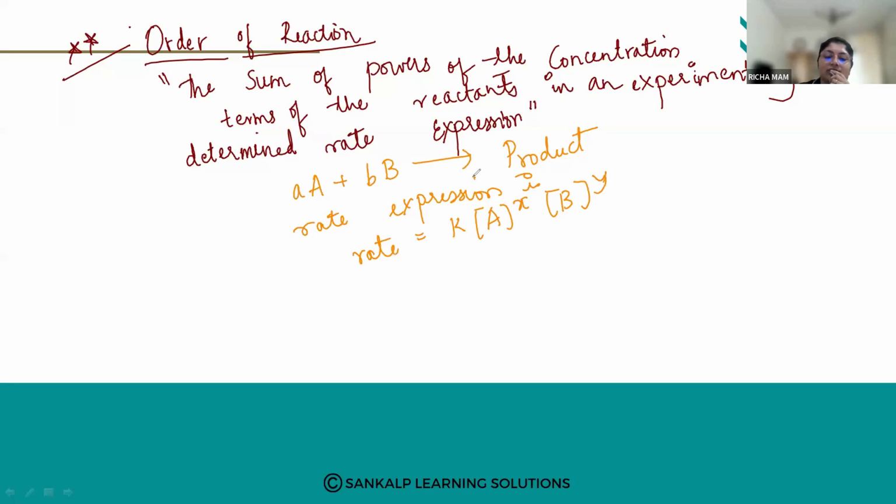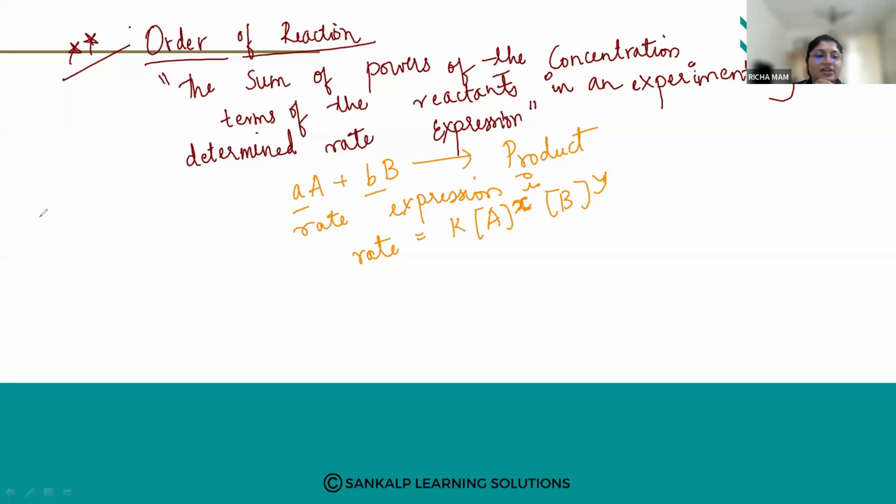Okay, so X and Y are what? These are the exponents, which may or may not be equal to the stoichiometric coefficients A and B of the reactants. A and B are the stoichiometric ratio of the reaction. So these exponents X and Y may or may not be equal to the stoichiometric coefficients of the reactants. Okay, so next.